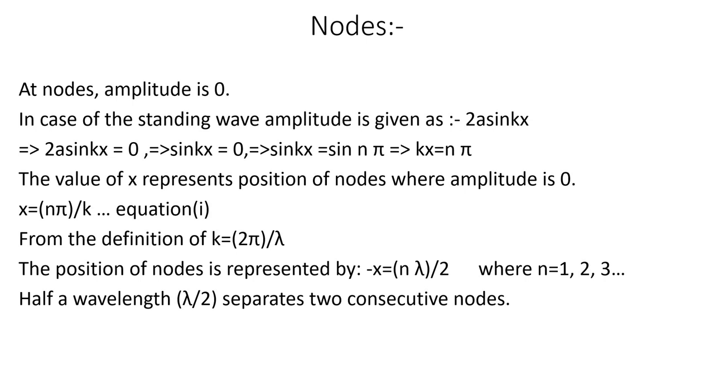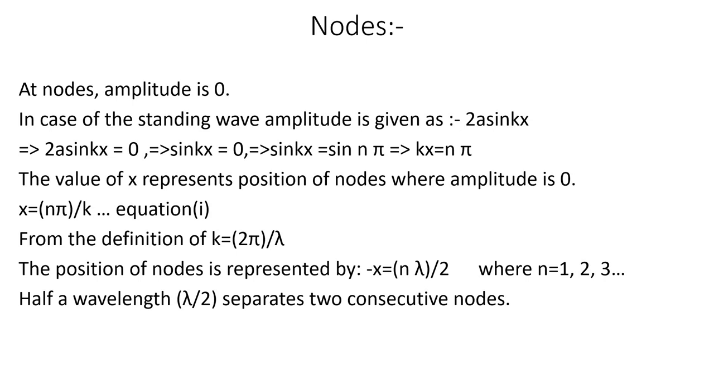And we know that the wave number k is equal to 2 pi by lambda. So we can substitute that in the previous equation. What will you get? x = n lambda by 2. n stands for 1, 2, 3 onwards, all integer values. So we can say that half a wavelength, or lambda by 2, separates two consecutive nodes. One node came, after that the next node will come after lambda by 2 separation.